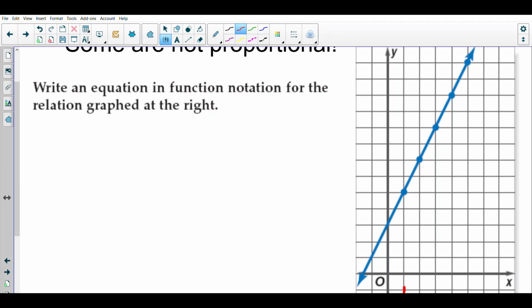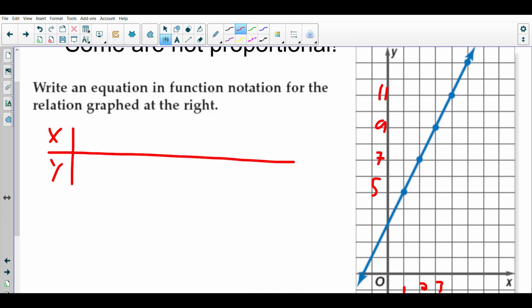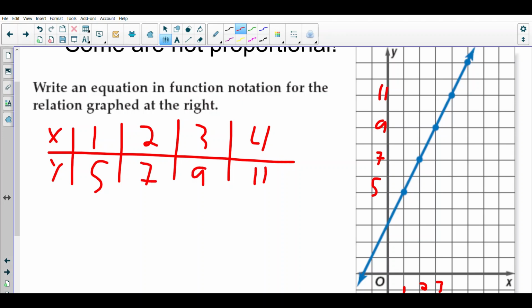We go 1, and then we go up to, let's see, 1, 2, 3, 4, 5, and then 7, and then 9, and then 11. So if I were to make a table for these, I get 1, 2, 3, and 4. I'm ending up at 5, 7, 9, and 11. Now this is always plus 2.